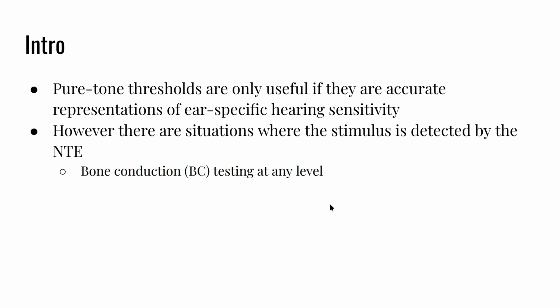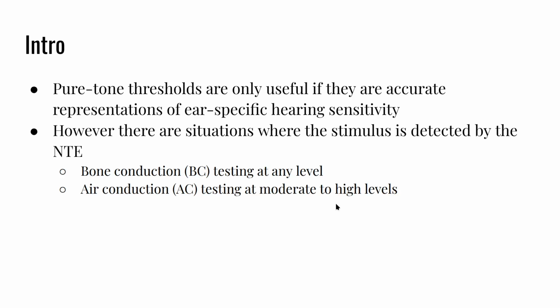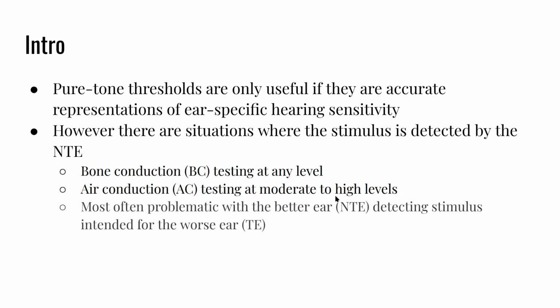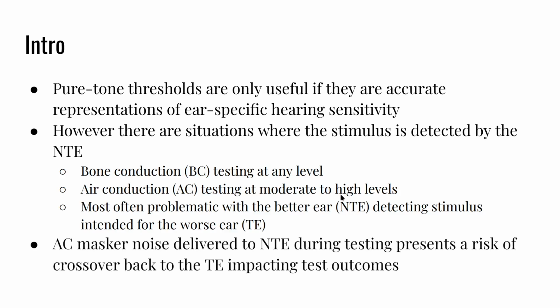So that would be bone conduction testing at any level. That would be air conduction testing at moderate to high levels. This is most often problematic with the better ear, not when the non-test ear is the better ear, detecting stimulus intended for the worse ear, or the test ear. Air conduction masker noise delivered to the non-test ear during testing presents a risk of crossover back to the test ear, impacting test outcomes. That's what we call overmasking.